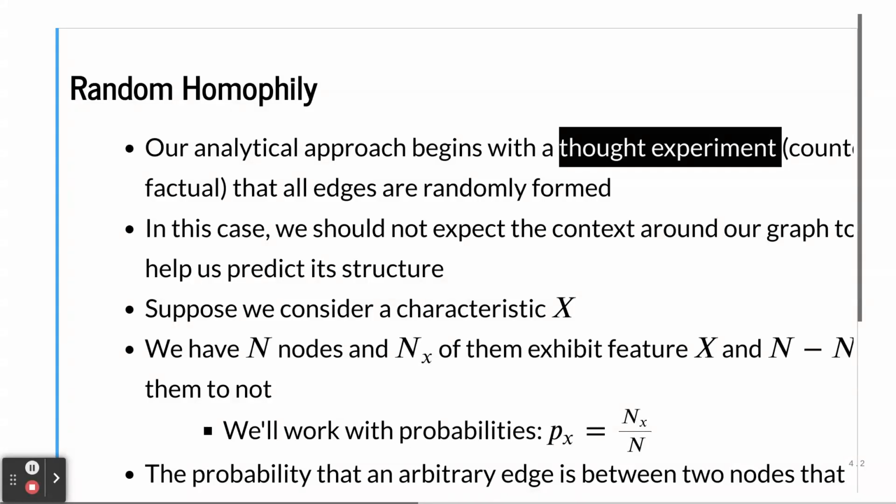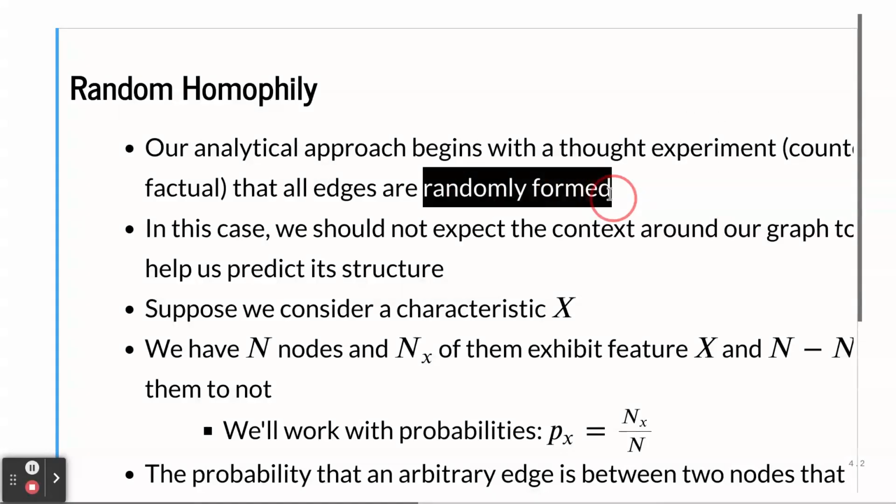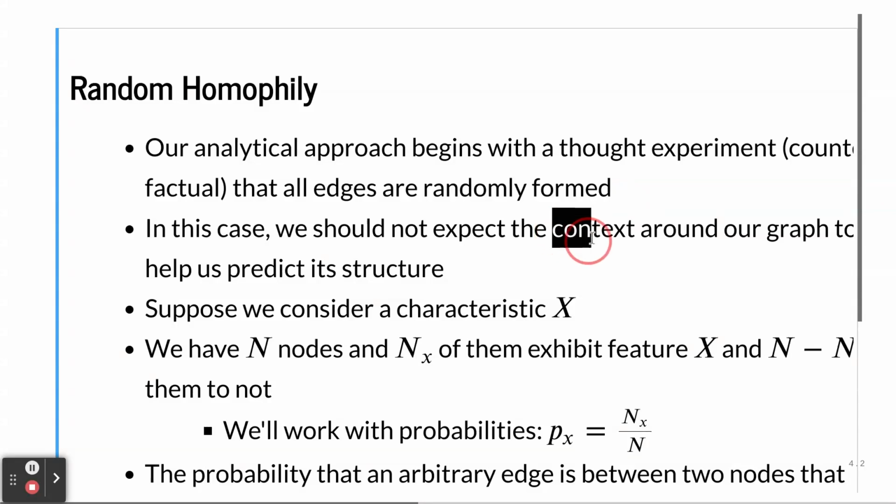Now, in this case, if all edges are random, the additional context we may have about nodes in our graph should not be helpful if we were trying to predict the structure or which edges have formed. We've just asserted that edges are random, and so if we happen to know the context or background behind our nodes, it shouldn't help us know where the edges are because they're random.